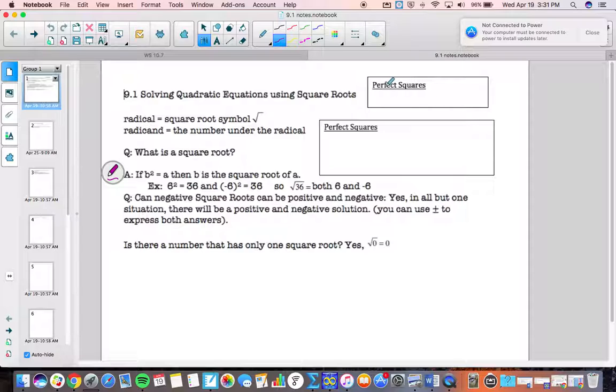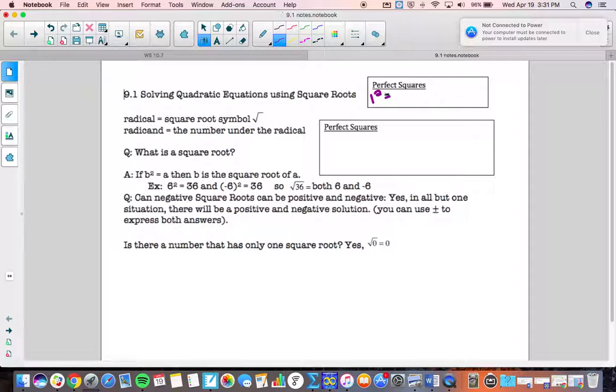But before we talk about that method for solving, what's going to help us with today's method is to remember some of the perfect squares. So 1 squared is 1, 2 squared is 4, 3 squared is 9. 9, 4, and 1 are perfect squares. What's nice about those is if we want to square root those numbers, we get a nice integer number.